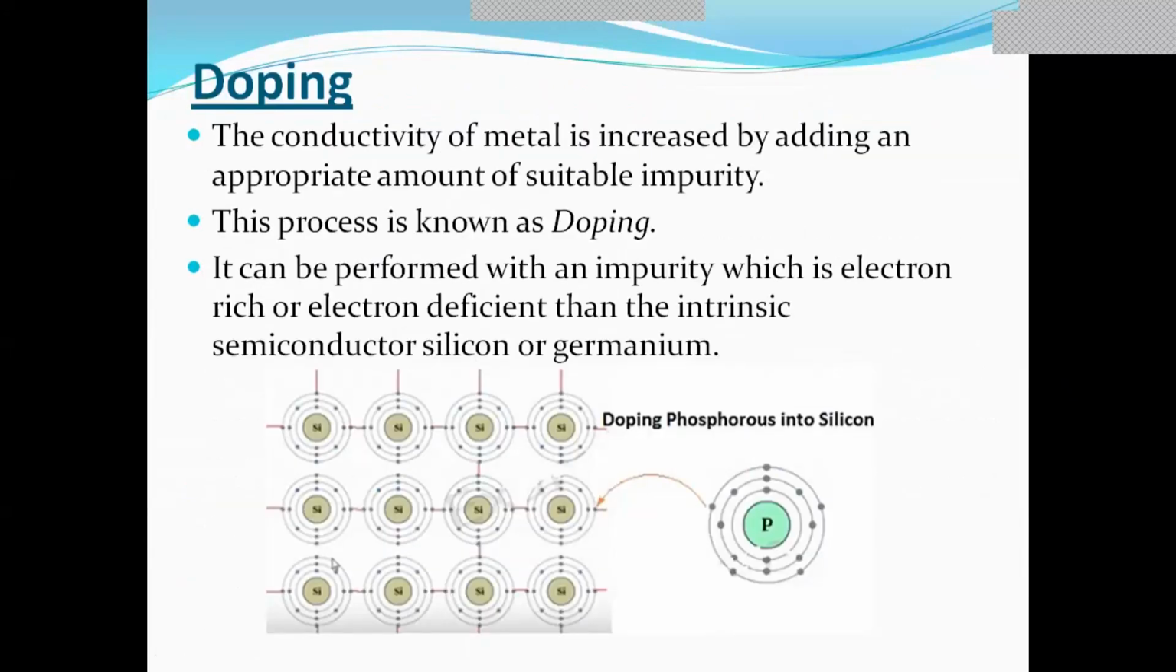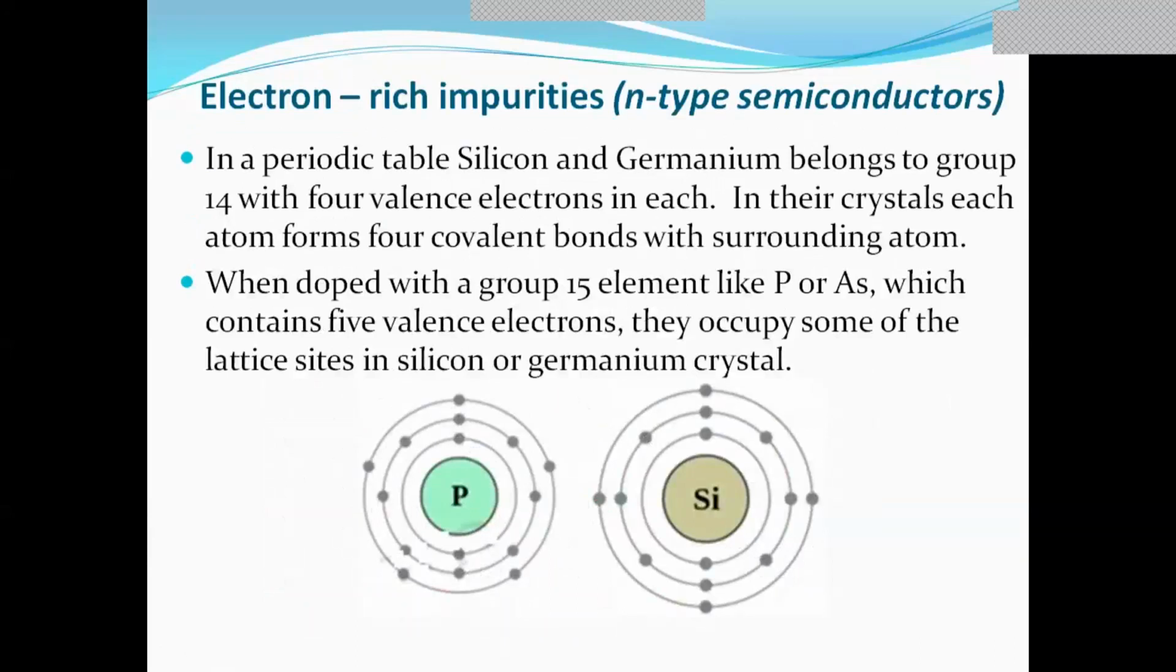These semiconductors have comparatively less electric conductivity. This electric conductivity of semiconductors can be enhanced by a process called doping. Doping is the addition of a foreign material in an appropriate amount. This doping can be done in two different ways: doping with electron-rich impurities and doping with electron-deficit impurities.